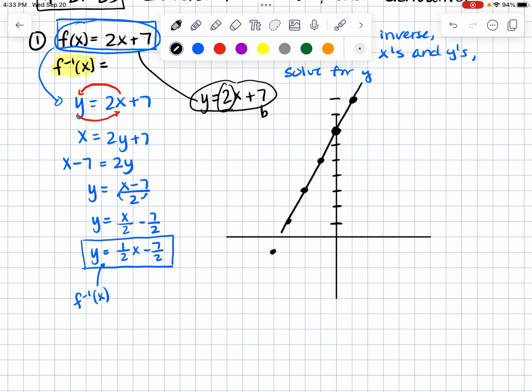It just won't be straight, whatever. Okay, so this is your f of x. Now, I want to go ahead and graph its inverse. Let's do that in blue. So I'm going to graph this line right here, which is the inverse of x, and I want you to look at the graphs of the lines and see what you notice.